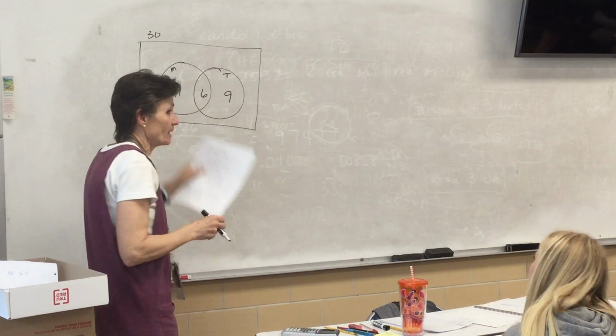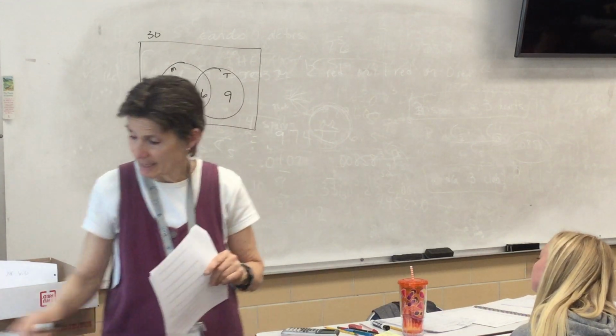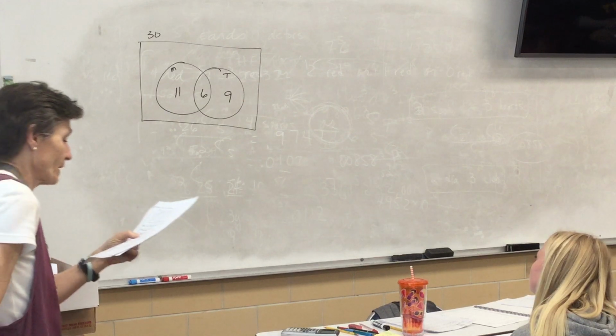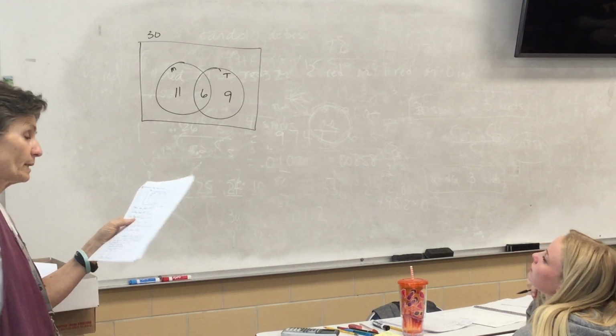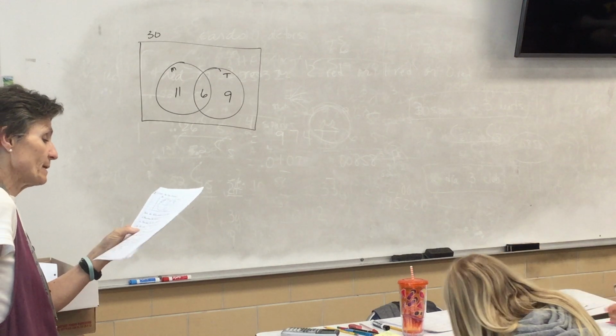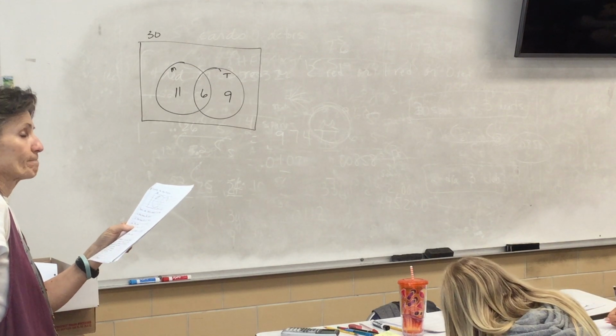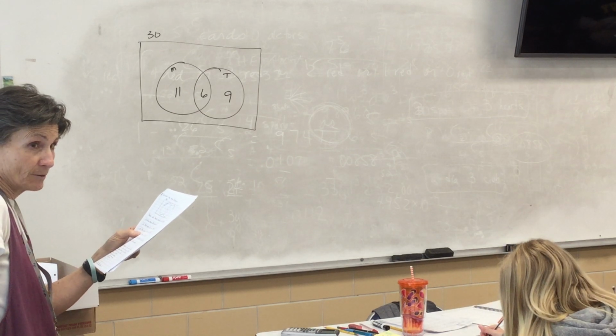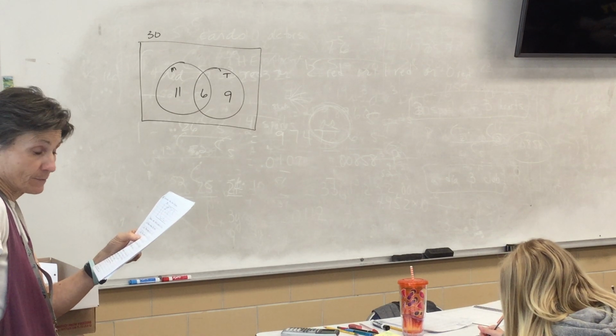Okay, 30 kids in the class. All right, how many like M&Ms? 17, beautiful. How many like only M&Ms? 11. How many like M&Ms and Twix? 6. That's the football in the middle. Those are the kids that do both.